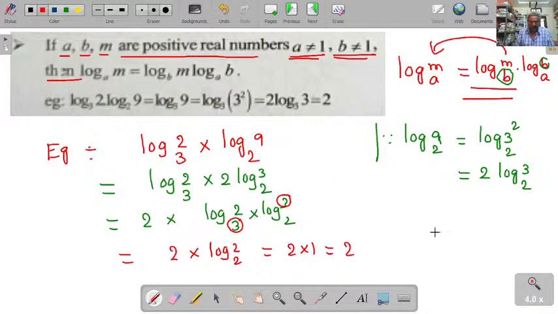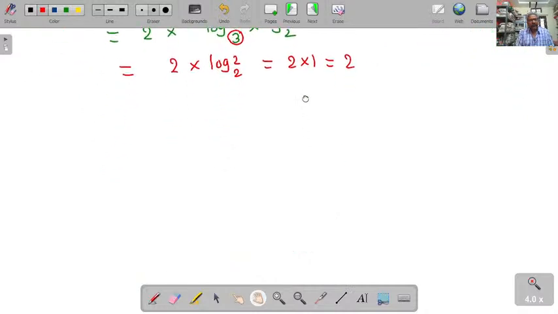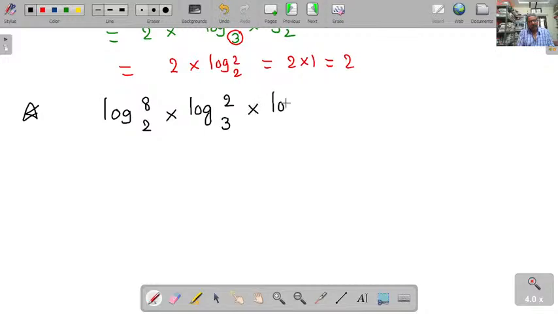Now I will give one question, you will try to solve it. So for example, consider this question: log 2 log 8 to the base 2 into log 2 to the base 3 into log 3 to the base 2. So what is the value? This is very interesting.